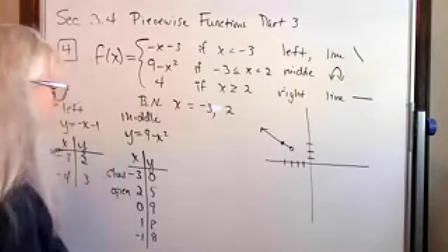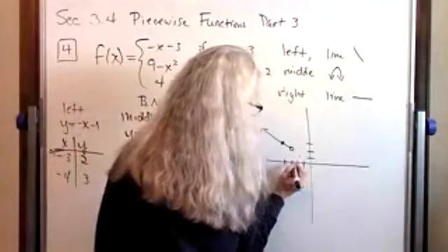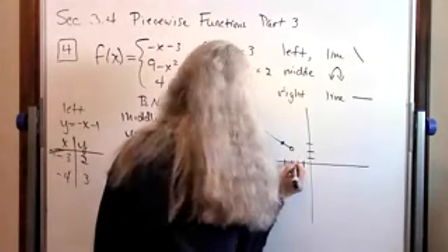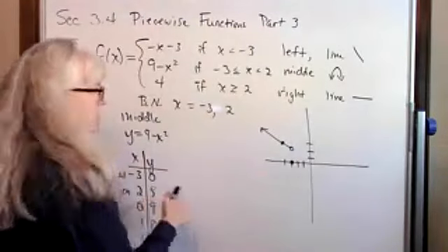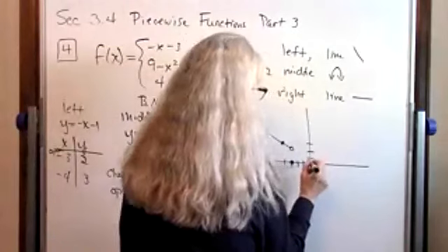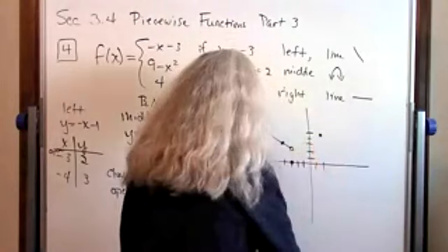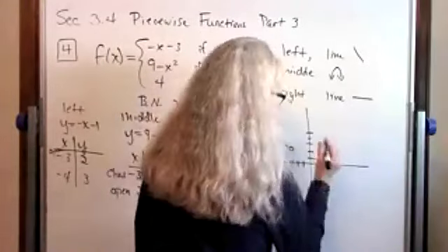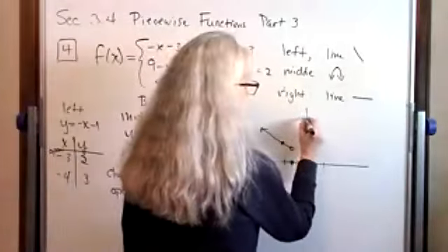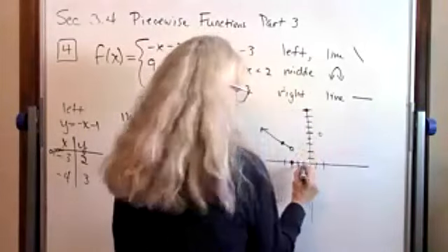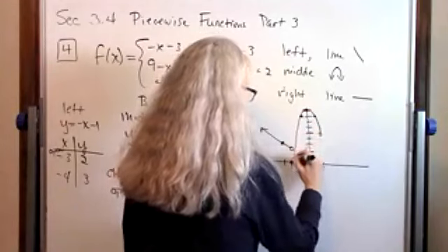So at -3, we're over there at 0. And it's closed. At 2, we have 5. So we're at 2, we're up at 5, and that's open. So make sure I'm paying attention to my open and my closed. At 0, we're up at 9. At 1, we're up at 8, and at -1 also 8. So it looks something like that.